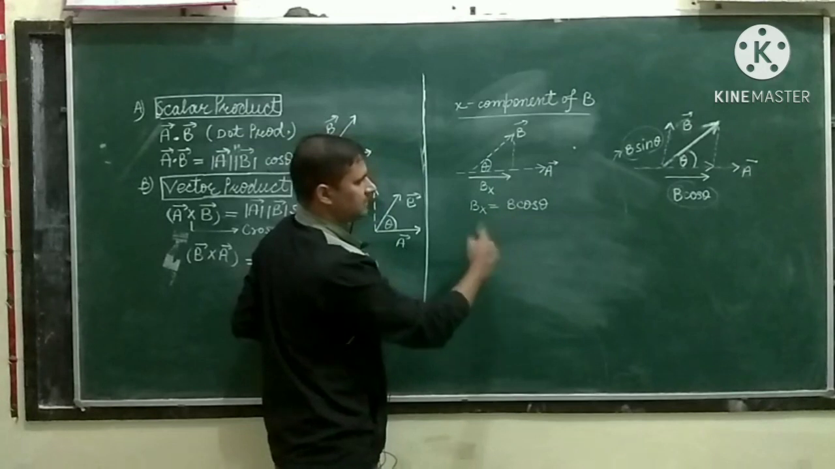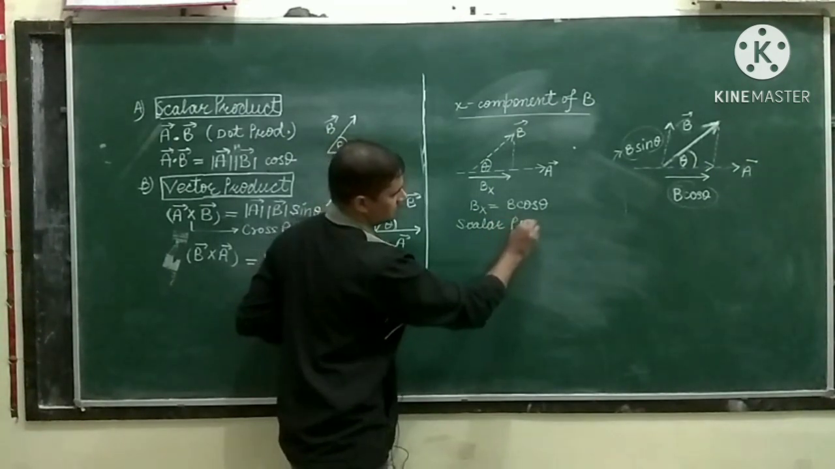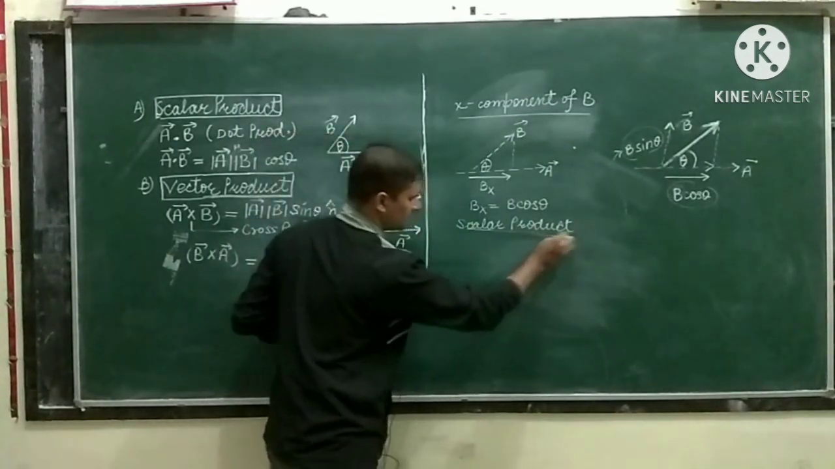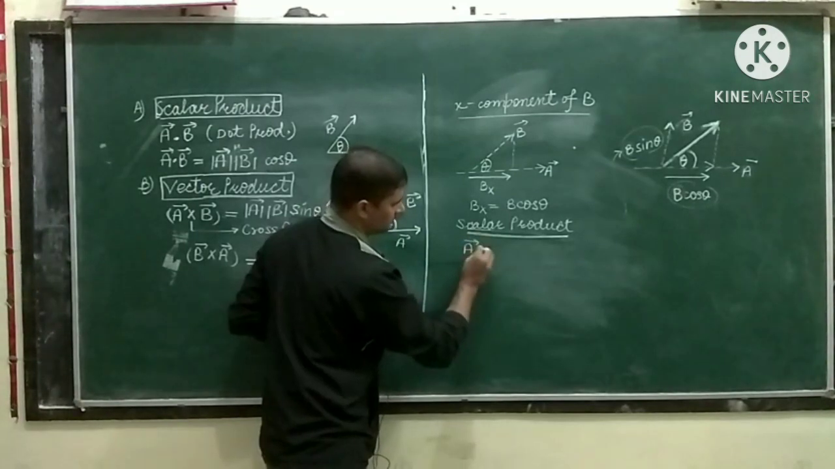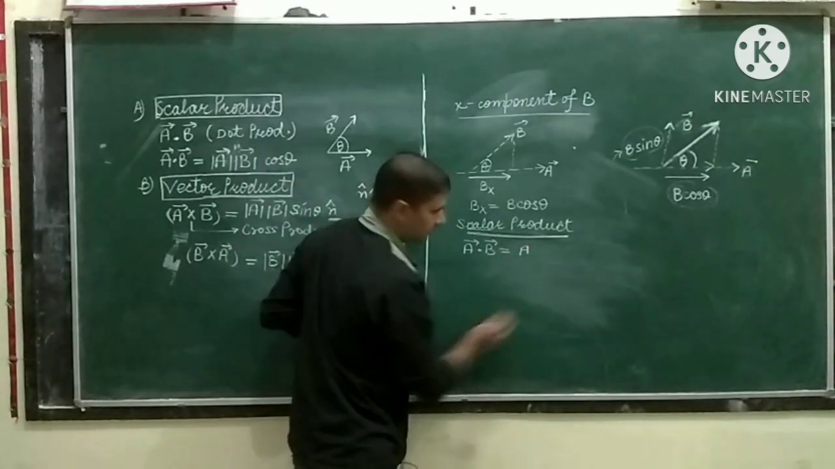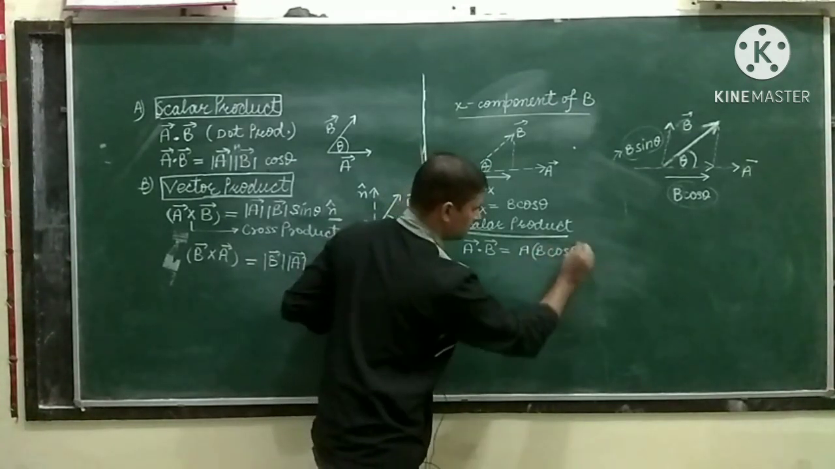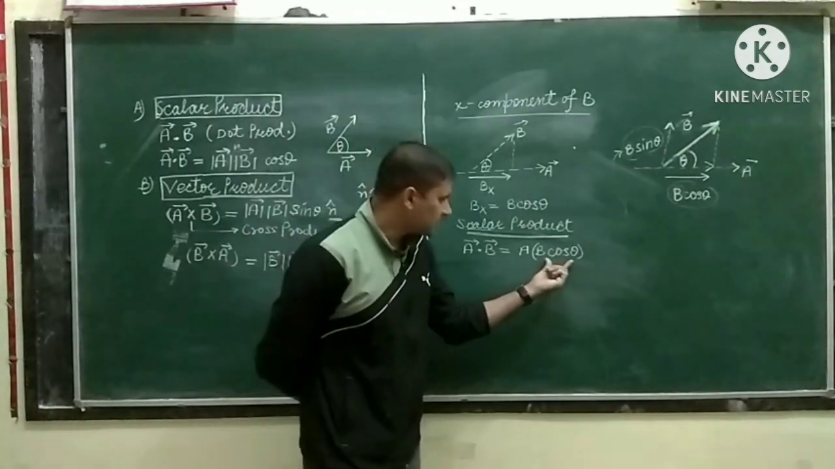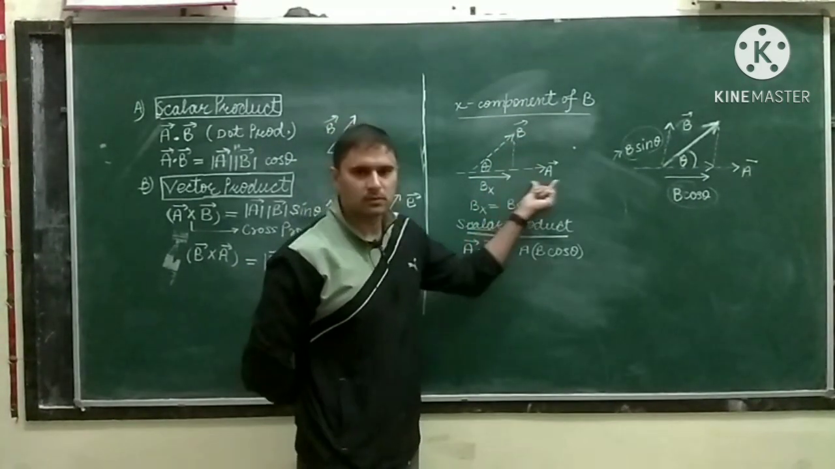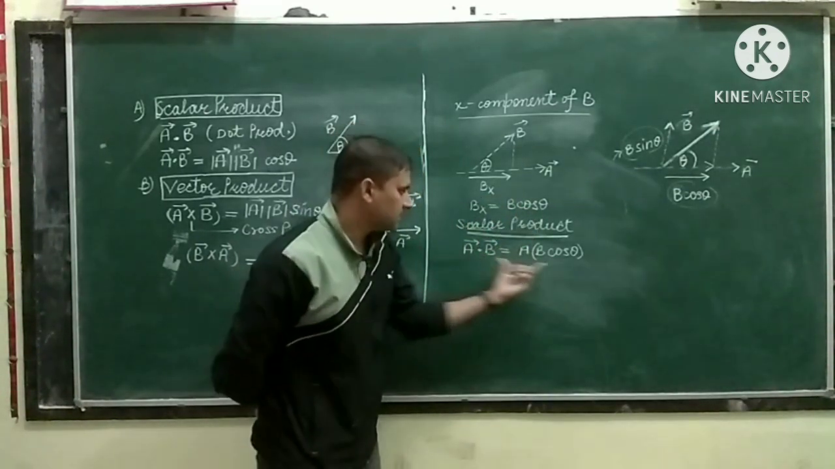Okay class. So what is the meaning of scalar product? Now come to scalar product, which is written like vector A dot vector B. This is magnitude of A, then magnitude of B, and then cos theta. So what is this b cos theta? This b cos theta is nothing but component of this force along the direction of first force, that is bx, b cos theta.